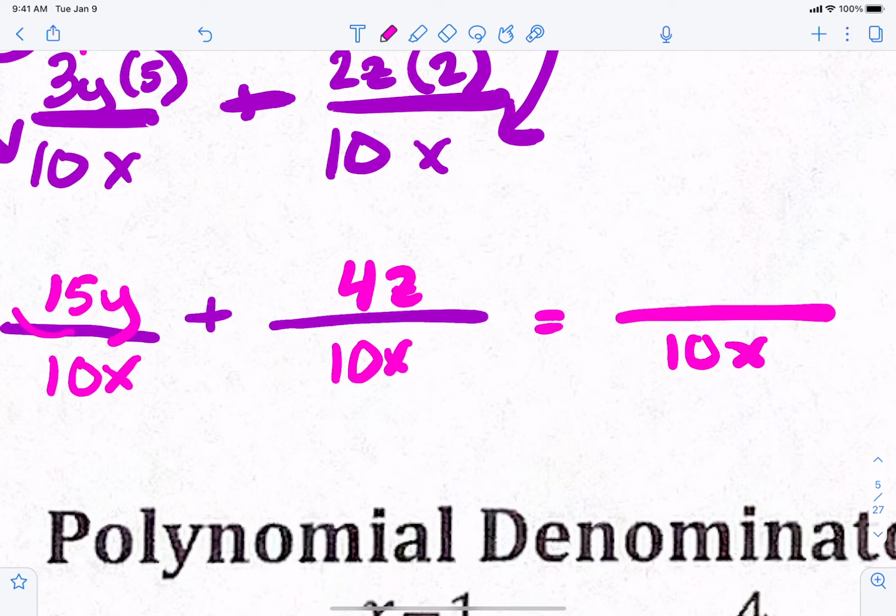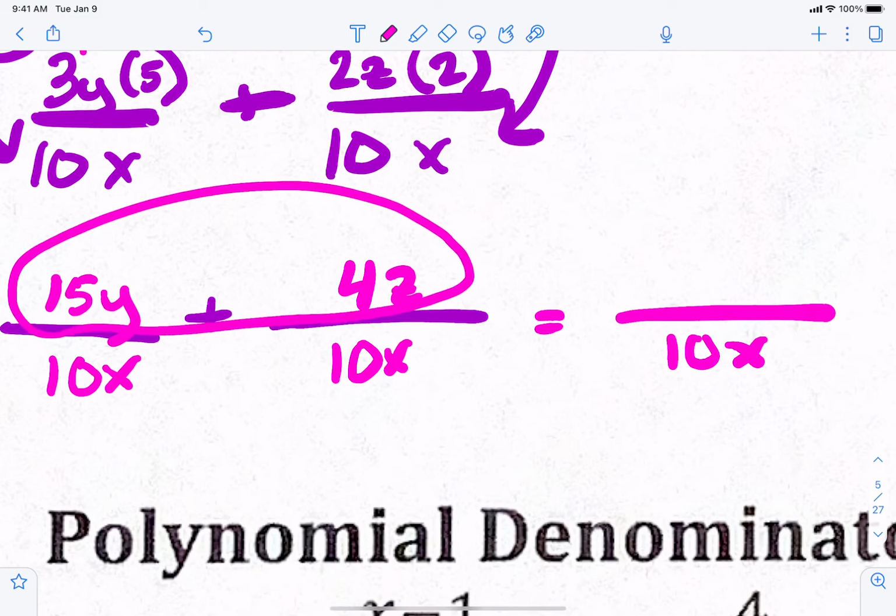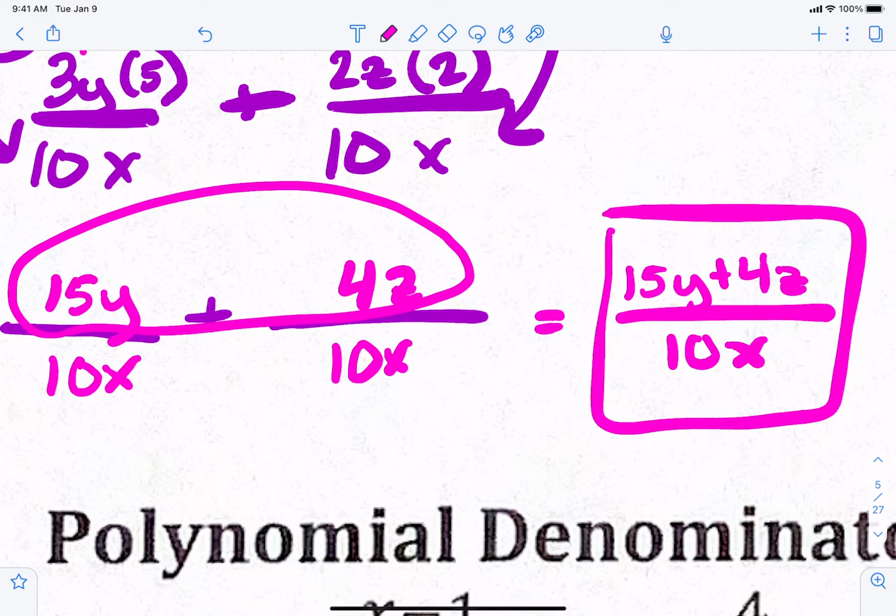But then I look at the top pieces, 15y plus 4z. Can you put those two together? Yeah. One's a y and one's a z. So what do you write? 15y plus 4z. That's all you do. Exactly. That's all you can do because you can't add those together. One's a y and one's a z. You just put them like that. Okay? Fairly easy, right? I told that to the 5th period and they're like, really? That's it? Like, you were making this sound way harder than it was.